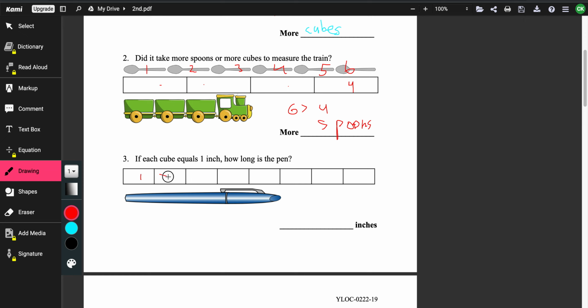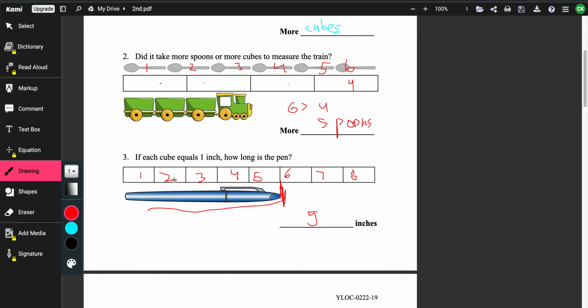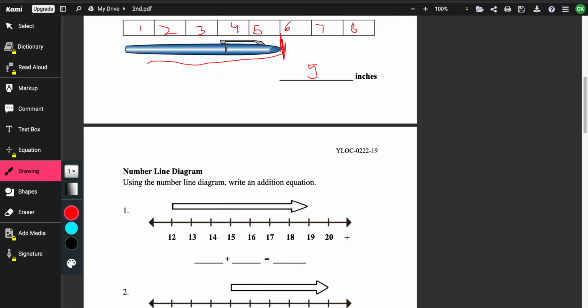So this is 1 inch, this is 2 inch, this is 3, this is 4, this is 5, and this is 6, this is 7, this is 8. But what it's asking is, how long is the pen? So the cube equals 1 inch each. And let's see where the pen stops at. The pen's length stops around here, meaning that it's 5 inches, because each cube is 1 inch, and the pen goes up to 5 cubes, which equals 5 inches. So for number 3, the answer would be 5 inches.